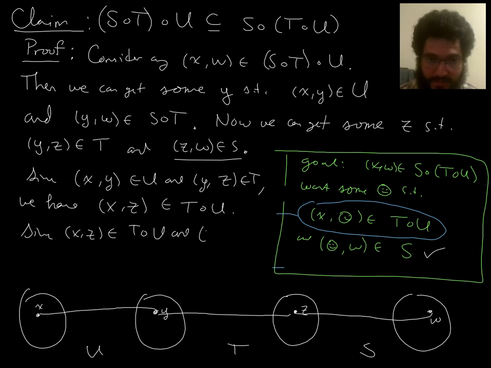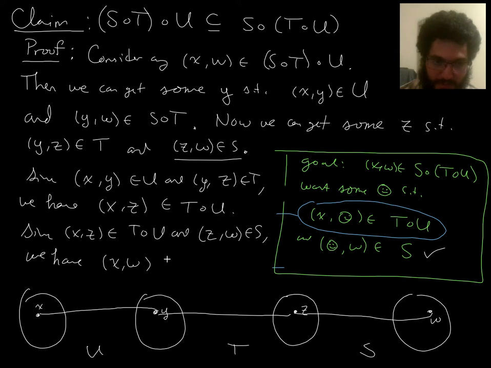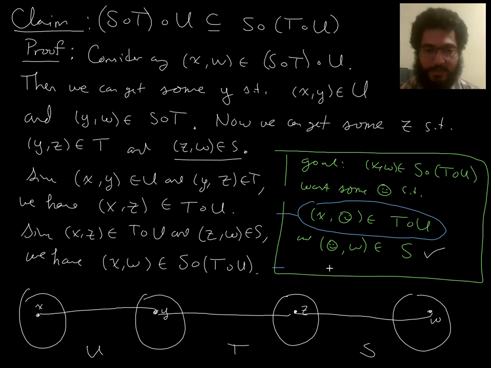So we have that. Now, since XZ is in T composed U, and ZW is in S, we have XW is in, and now don't you just want to say this composed that? But no, it's S composed T composed U. Okay, obnoxious, but we are done. So we did it. The goal was we considered any XW in there, and we showed that it's in there. So we implemented the plan and the goal.